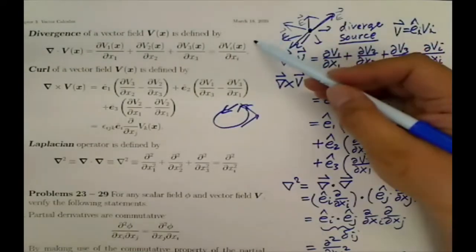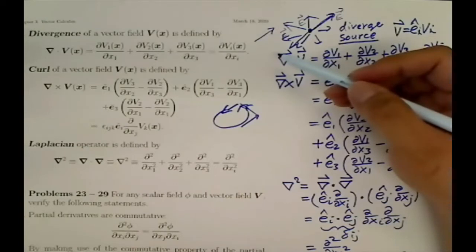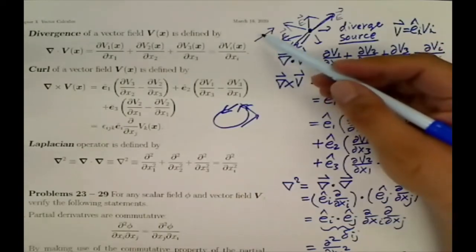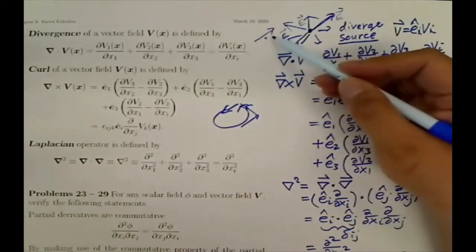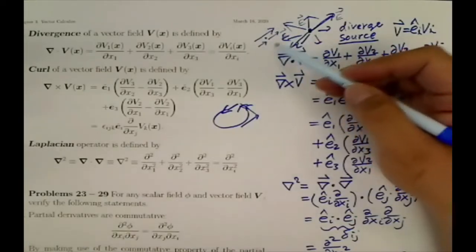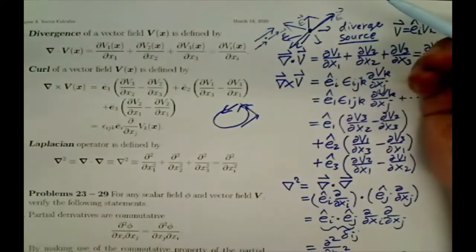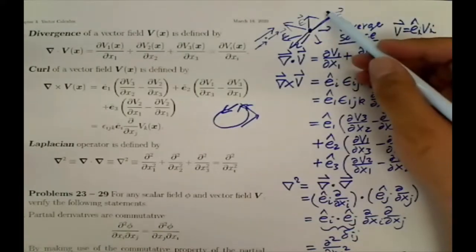For example, if the vector field is steadily flowing, then about this point, left-hand side and right-hand side, the magnitudes and directions are the same, so there is no divergence at all. Divergence becomes negative when the field is coming in.